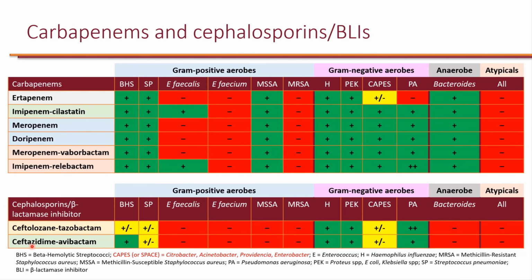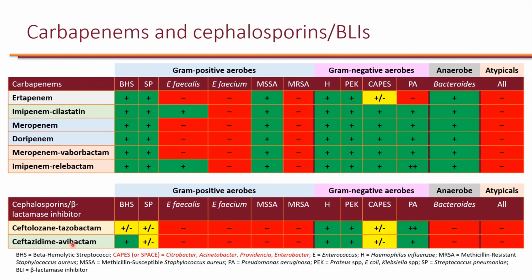And of course, ceftazidime alone was active against Pseudomonas, and in combination with avibactam, it really has become a potent agent against carbapenem-resistant Enterobacterales, so CRE. So some of those E. coli and Klebsiella that make carbapenemases, ceftazidime avibactam could potentially be active against those.